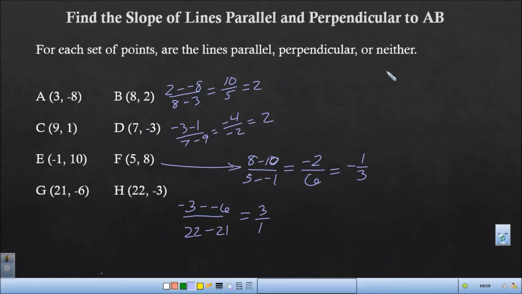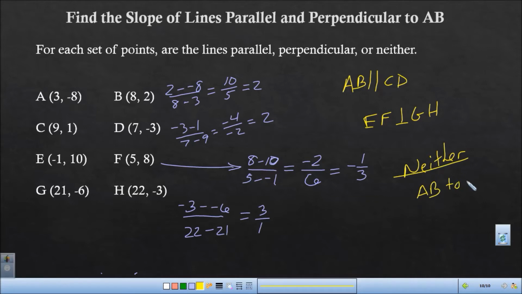So let's look at these different lines here. And I'm going to put my pen away again. All right, let's find some slopes that are parallel. Well, AB and CD are both 2. So AB is parallel to CD. We also know that -1/3 times 3 over 1 is -1. So EF is perpendicular to GH. But the other sets have no relationship.